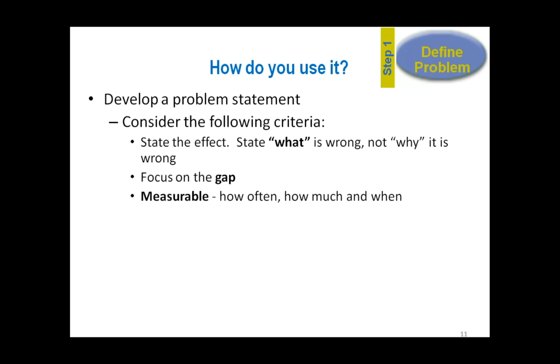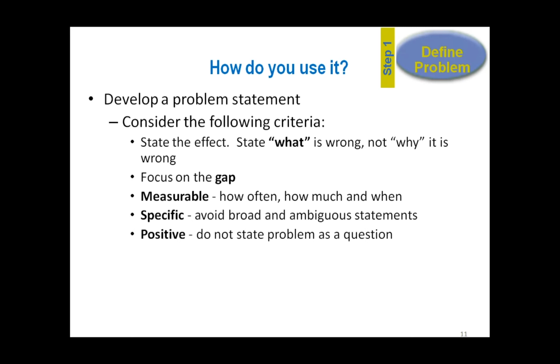It should be measurable. How often does it happen? How much and when? So we say that we have been observing a 15% increase in scratches in the assembly area for the months of October to December 2019, right? So we also add some timeline to that. Avoid broad and ambiguous statements, so we're trying to fine tune as much as possible.